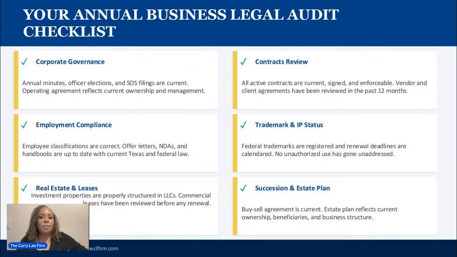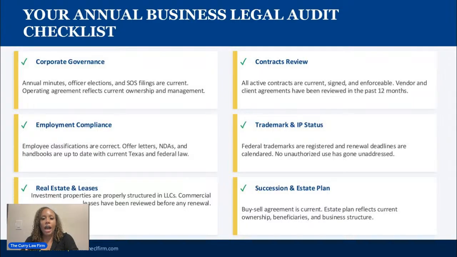So, your annual business legal audit checklist, corporate governance. This is making sure that you have annual minutes in place, officer elections are documented and on file, and your Secretary of State SOS filings are current and up to date. Your business is not in any sort of inactive or tax forfeiture status. Operating agreements should reflect current ownership and management of the business. So you need to update those anytime there is a change in ownership or a change in management of the business.